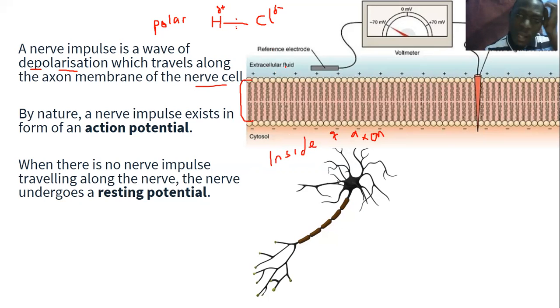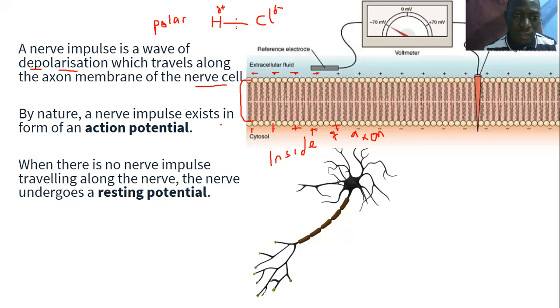Okay, so when an impulse arrives, it brings in what we call depolarization. That is, it reverses the polarity. So let's say that the inside will now become more positive and the outside will become more negative. That's what we mean by to depolarize, to make the cell membrane go from being polarized to depolarized.